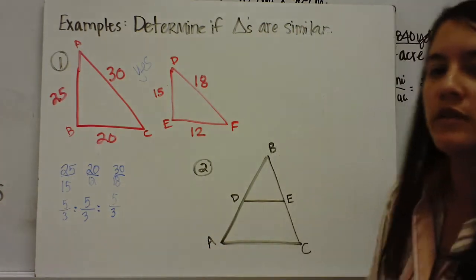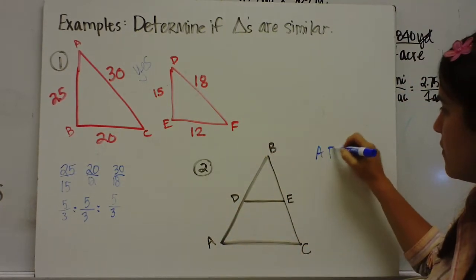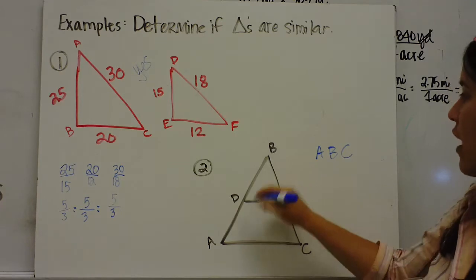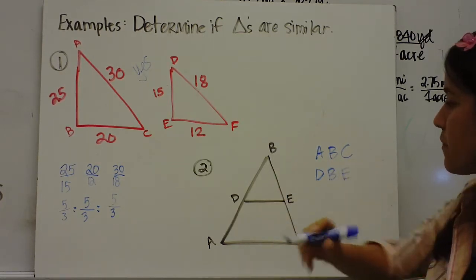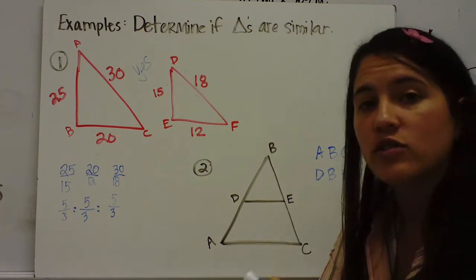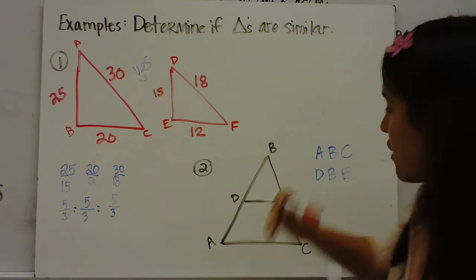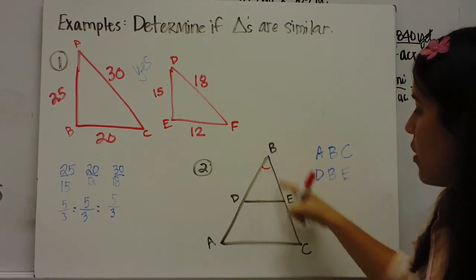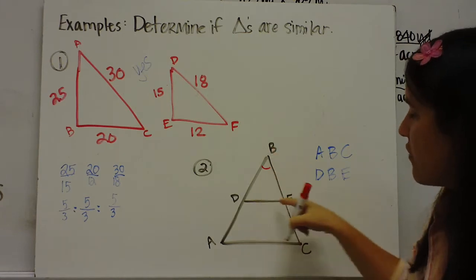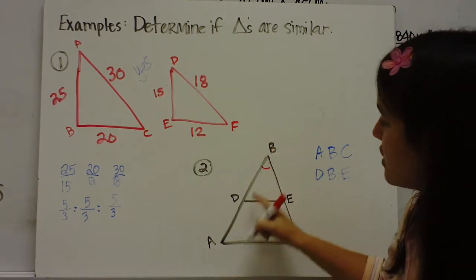Now example 2, we have two triangles. We have a big triangle, ABC, and we have a small triangle, DBE. Are these triangles similar? Well, first let's look at the angles. Angle B is the same angle in both triangles, in the big triangle and the small triangle. So we know they have one angle in common. Now let's look at these two right here.